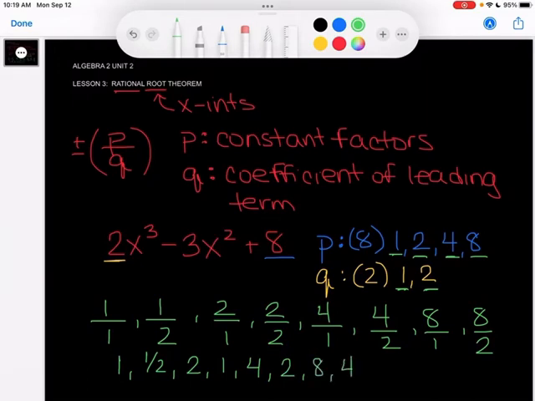So I've got some repeat values in here. I see 1 in there twice, so I can cross off that repeat. I see 2 in there twice, so I can cross off that repeat. And I see 4 in there twice, so I can cross off that repeat.